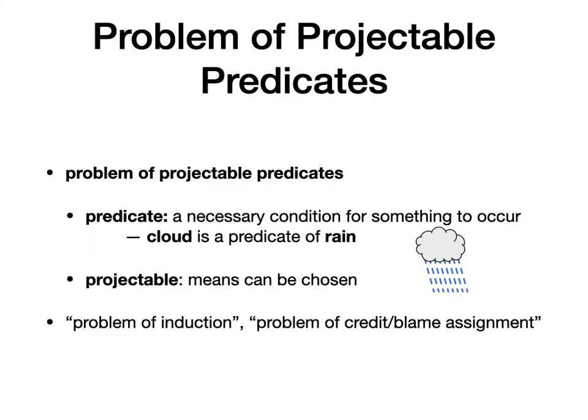This highlights the problem of projectable predicates. I love our alliteration in these sciences. So, a predicate is a necessary condition for something to occur, right? A cloud is a predicate of rain, right? Projectable means that it can be chosen. So this is the problem of induction, the problem of credit and blame assignment, all these things together, kind of the general idea. How do we figure out which things are responsible for which other things?